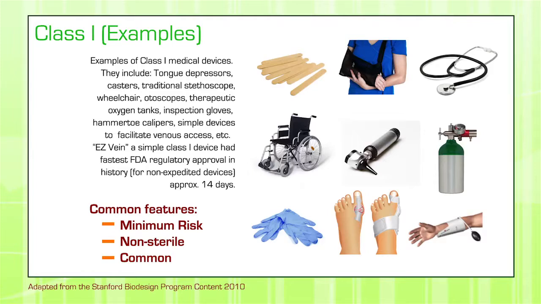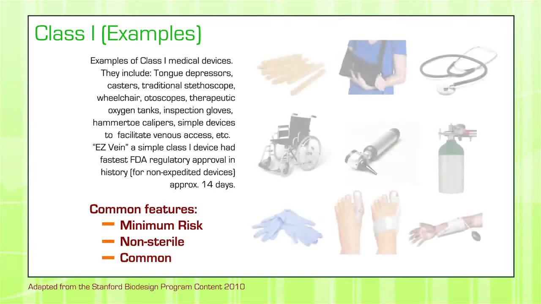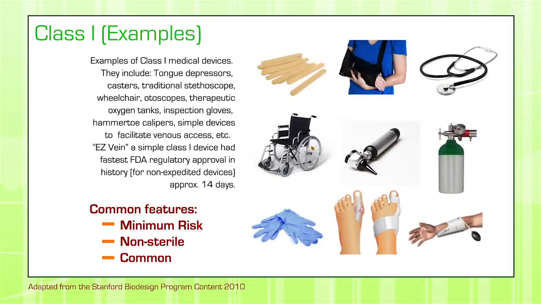For example, in this case, there is a new product called the Easy Vein, which is a simple class 1 device which actually had one of the fastest FDA approvals in history for non-expedite devices. It actually took approximately 14 days from submission to approval, and it's basically the picture that you can see down there on the very bottom right, which is a device that inflates itself like a cuff and basically helps clinicians and nurses to detect the radial vein for traditional peripheral catheterization.